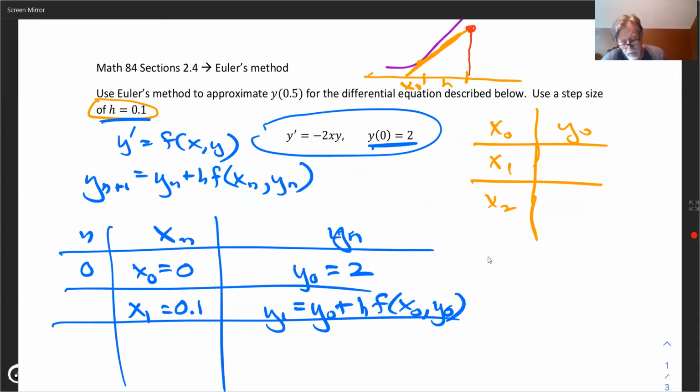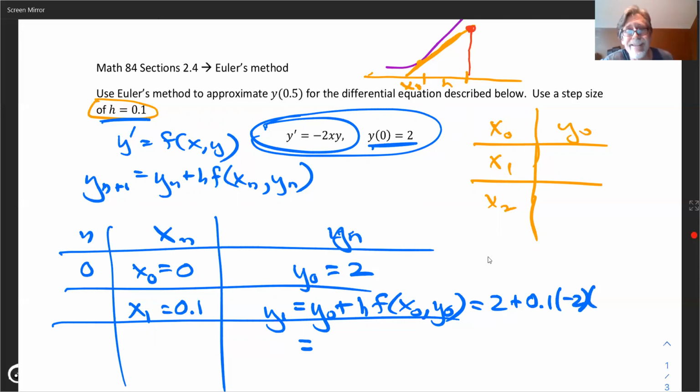You start going, okay, I'll put it over here. y0 is 2, plus your step size is 0.1. And now we respect the derivative formula. That's your f of (x, y). It turns out in this problem, it's minus 2 times x times y. The slope is always that, no matter what point you're at. So you just go times minus 2 times x.